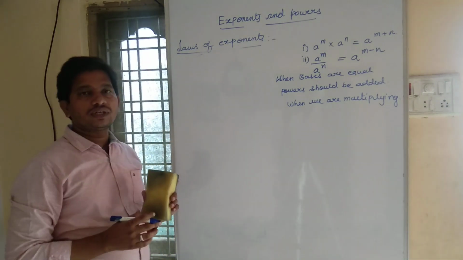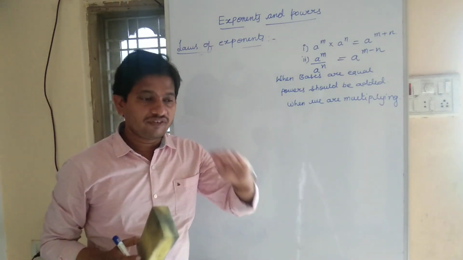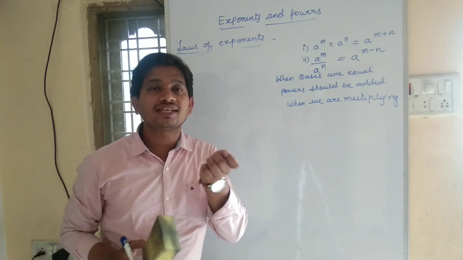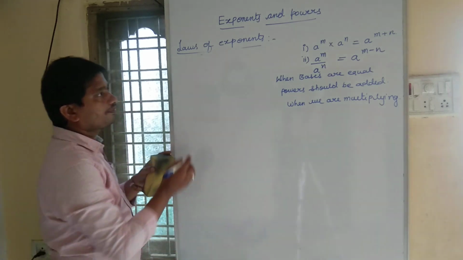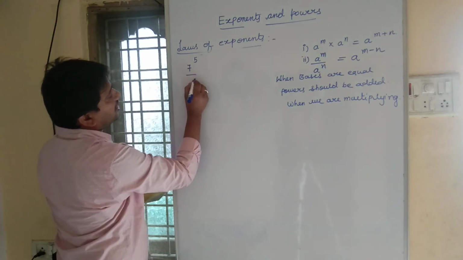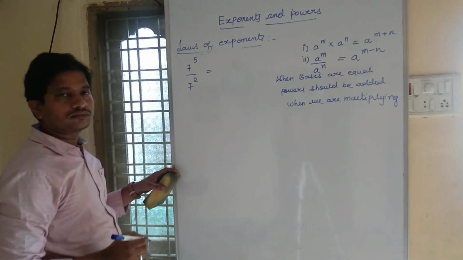What is the second law of exponent, children? A power m divided by a power n is equal to a power m minus n. For suppose, 7 power 5 divided by 7 power 2.